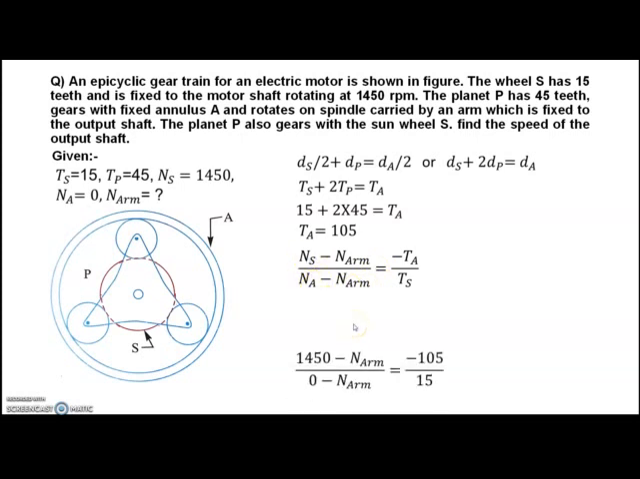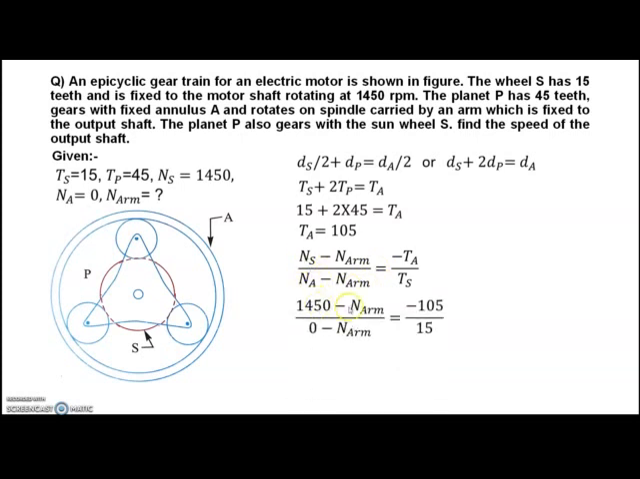Now we'll simply put in the values and get the answer. NS is given as 1450, NR we have to find out, NA is fixed so 0, TA is 105 and TS is 15. By simple cross multiplication, we find NR is 181.3 rpm. And since it is positive, the speed of the arm is in the same direction as the speed of the sun gear S. So like this we can simply solve planetary gear train numericals.